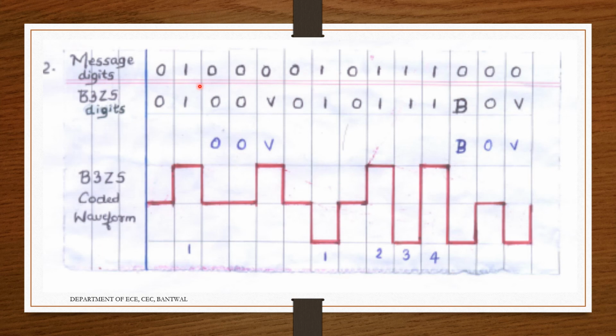Next one, message bits. Again the same thing: 0 1 0 0 0 1 0 0 1 0 1 1 1 0 0 0. So again I need to consider this thing. So it's 3, then next we have.